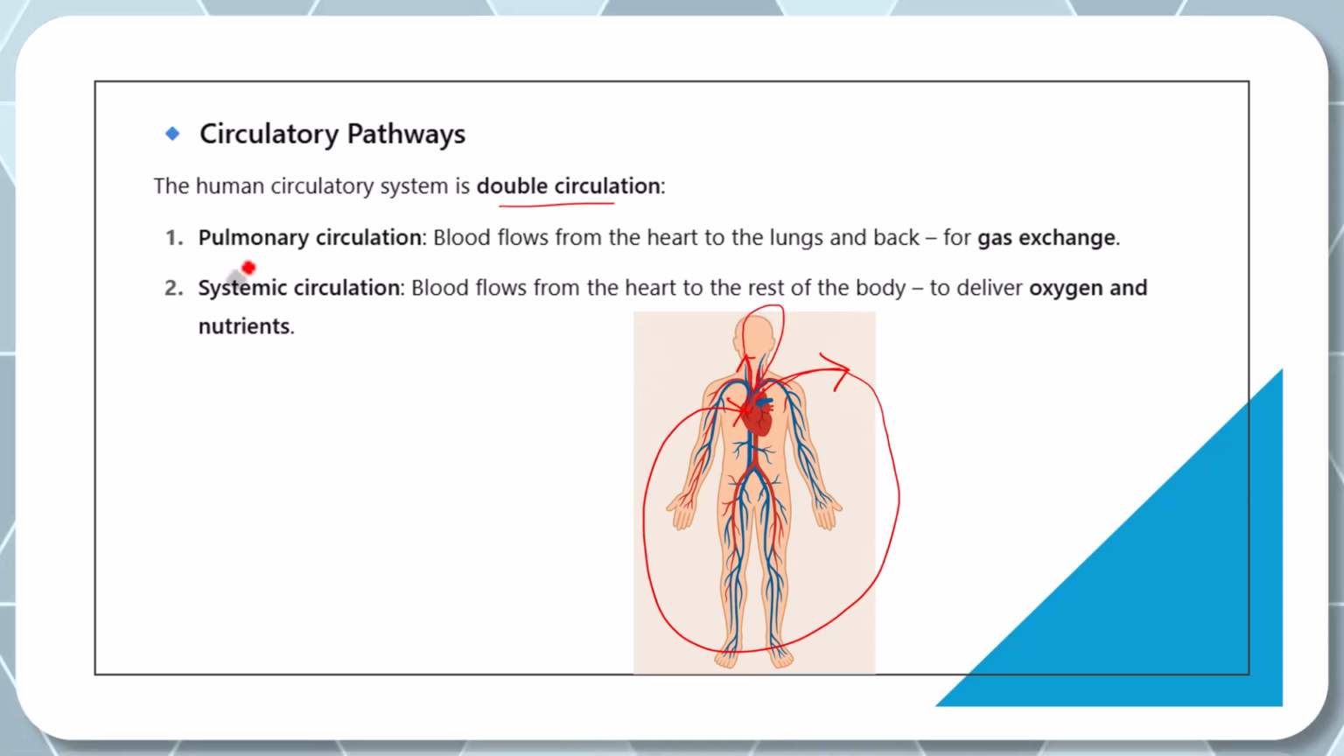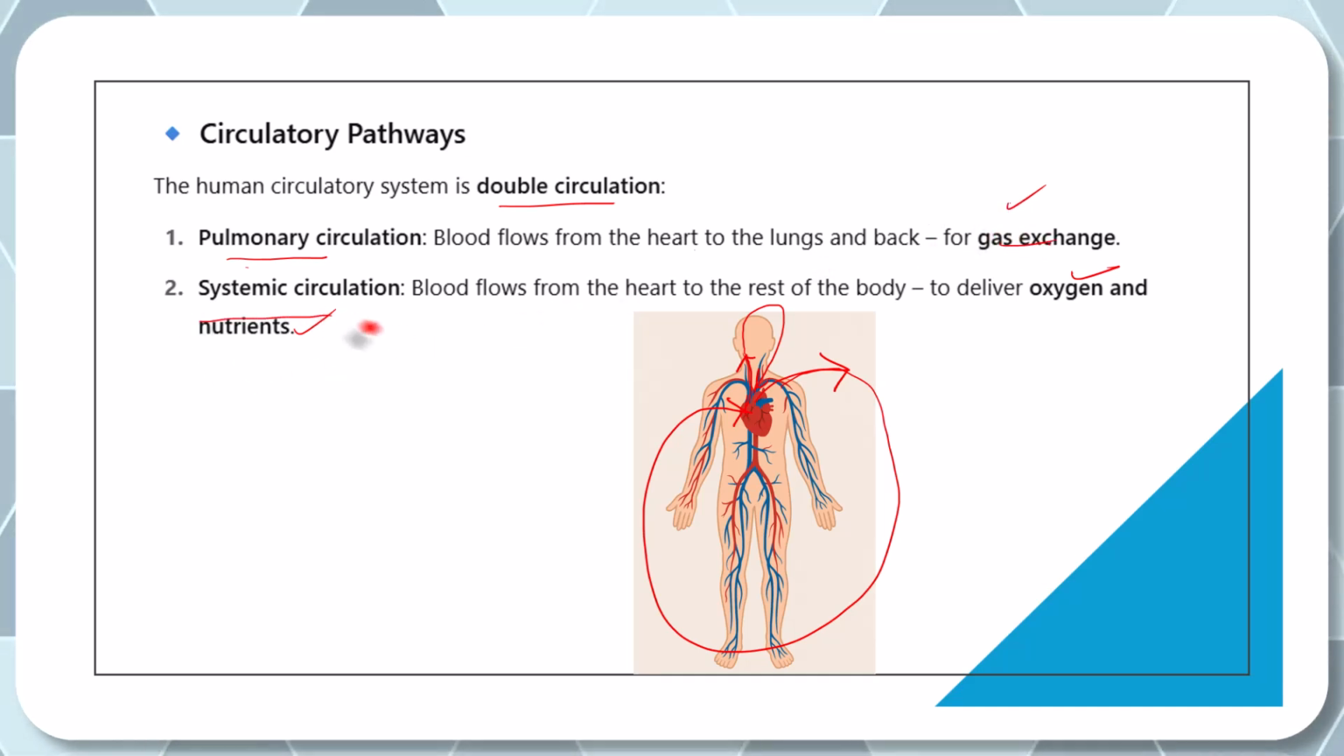We have pulmonary circulation. Here, blood flows from the heart to the lungs and back for gas exchange, to get oxygen and to release carbon dioxide. We have systemic circulation. Here, blood flows from the heart to the rest of the body, and this is to deliver oxygen and nutrients. We need to understand this. So pulmonary circulation is the one that goes to the lungs to collect oxygen and to deliver carbon dioxide, so gas exchange.